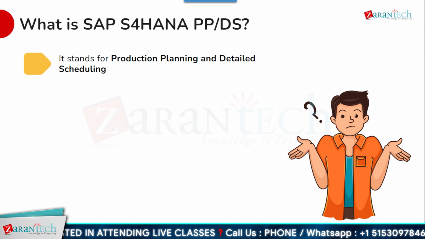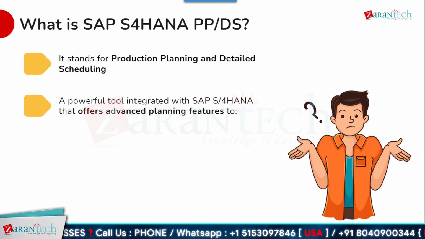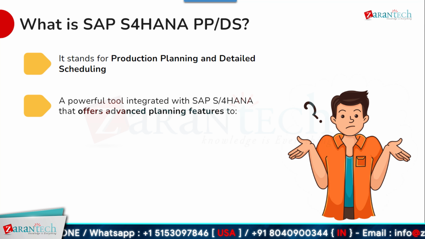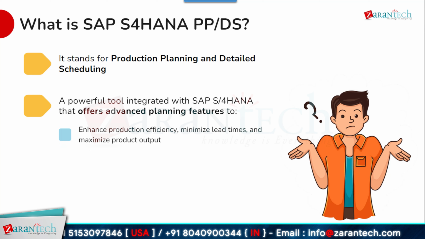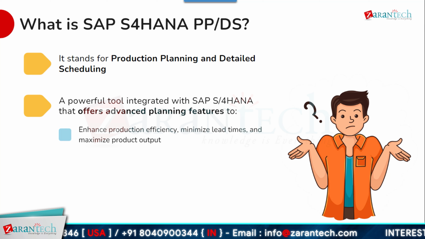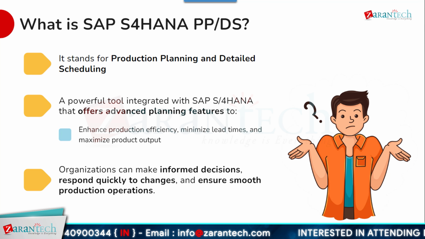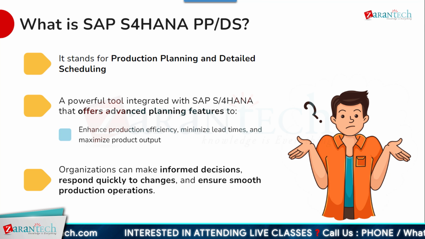So SAP PPDS stands for Production Planning and Detailed Scheduling, and it is one of the most powerful integrated tools within SAP S/4HANA that offers advanced planning features to enhance production efficiency, minimize lead times, and maximize product output. SAP PPDS also helps businesses optimize their production processes by providing a comprehensive view of resource capacities, material availability, and demand requirements. By leveraging PPDS, organizations can make informed decisions, respond quickly to changes, and ensure smooth production operations.